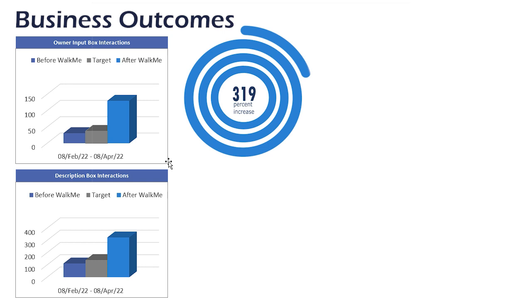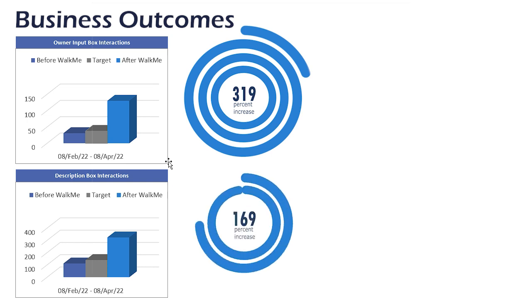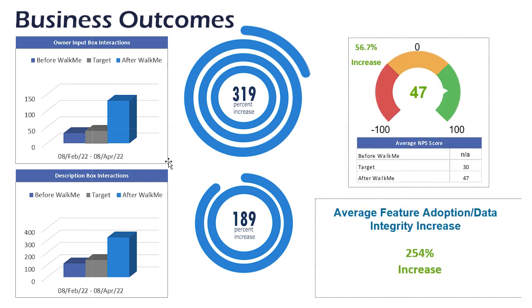In the final example, WalkMe gathered information from different tabs and outputted them into a description box. Here we see a 189% increase in interactions from 112 to 324. Finally, the user satisfaction 2 months after WalkMe implementation is 56% higher than targeted, with an NPS score of 47.